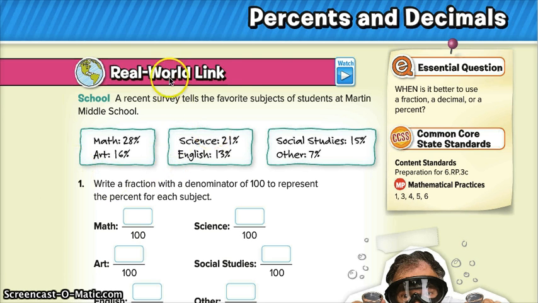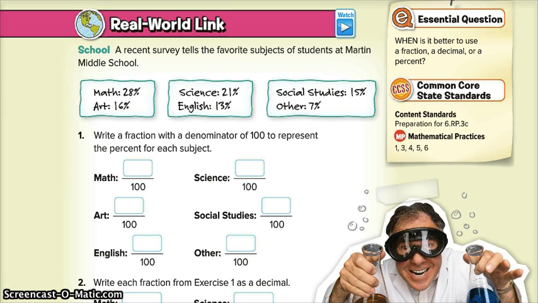So if you take a look, we do start off with the same essential question, looking at when is it better to use a fraction, a decimal, or a percent. We're going to take a look at a real-world link. And this real-world link is focusing on a survey that tells the favorite subjects of students in Martin Middle School.